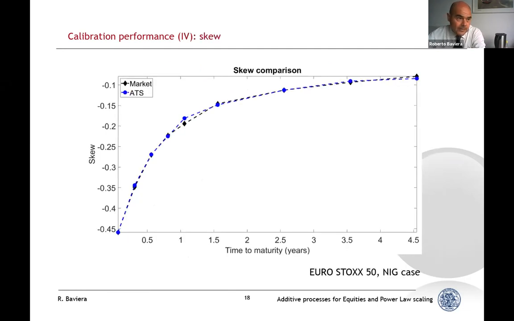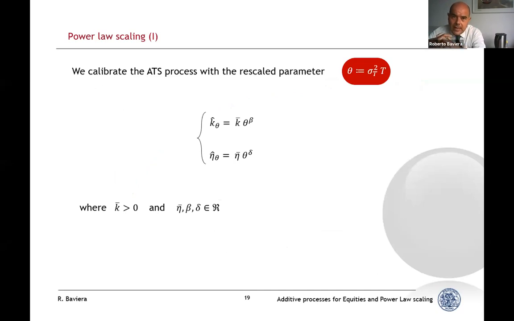Fine, what about this queue? And this is the case of Eurostoxx 50. And we see that the market and the model are almost the same, and they scale both as 1/√T. Okay, so the calibration looks very nice, but we would like to understand a little bit what happens, and we make a change of time, a deterministic change of time with a new time theta, which is nothing else than sigma squared multiplied by the time t.